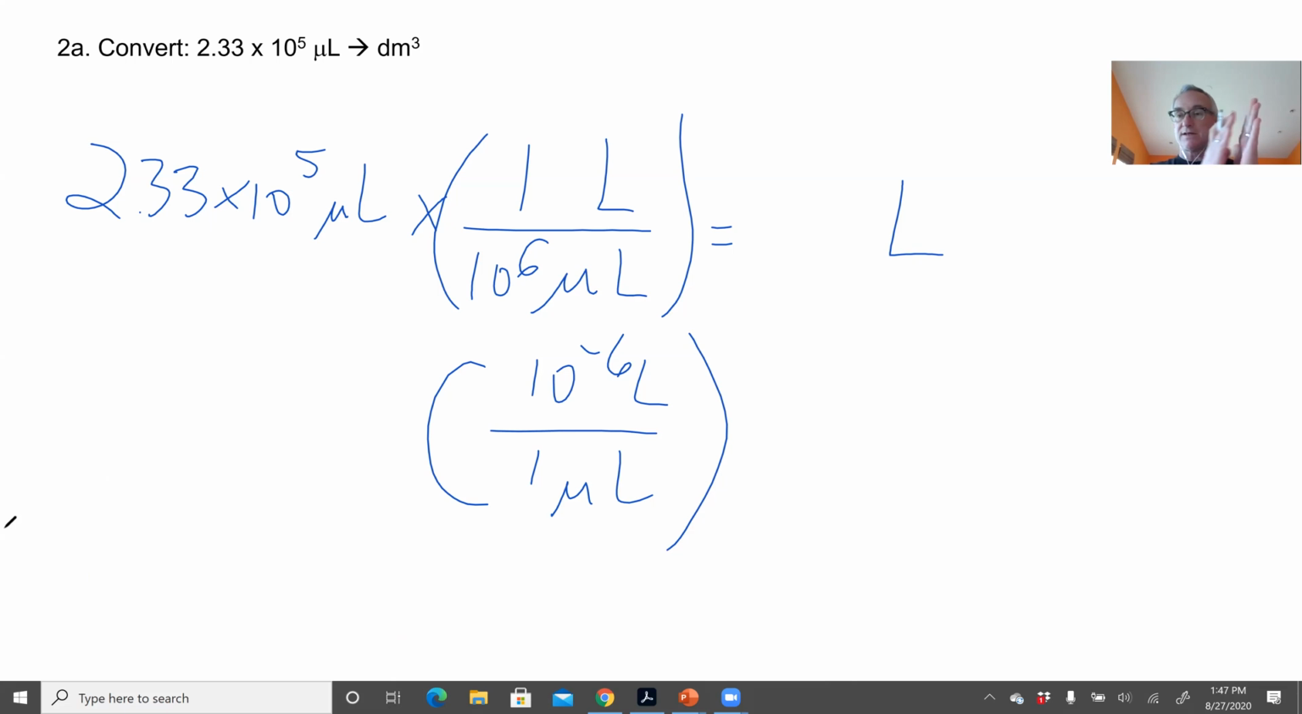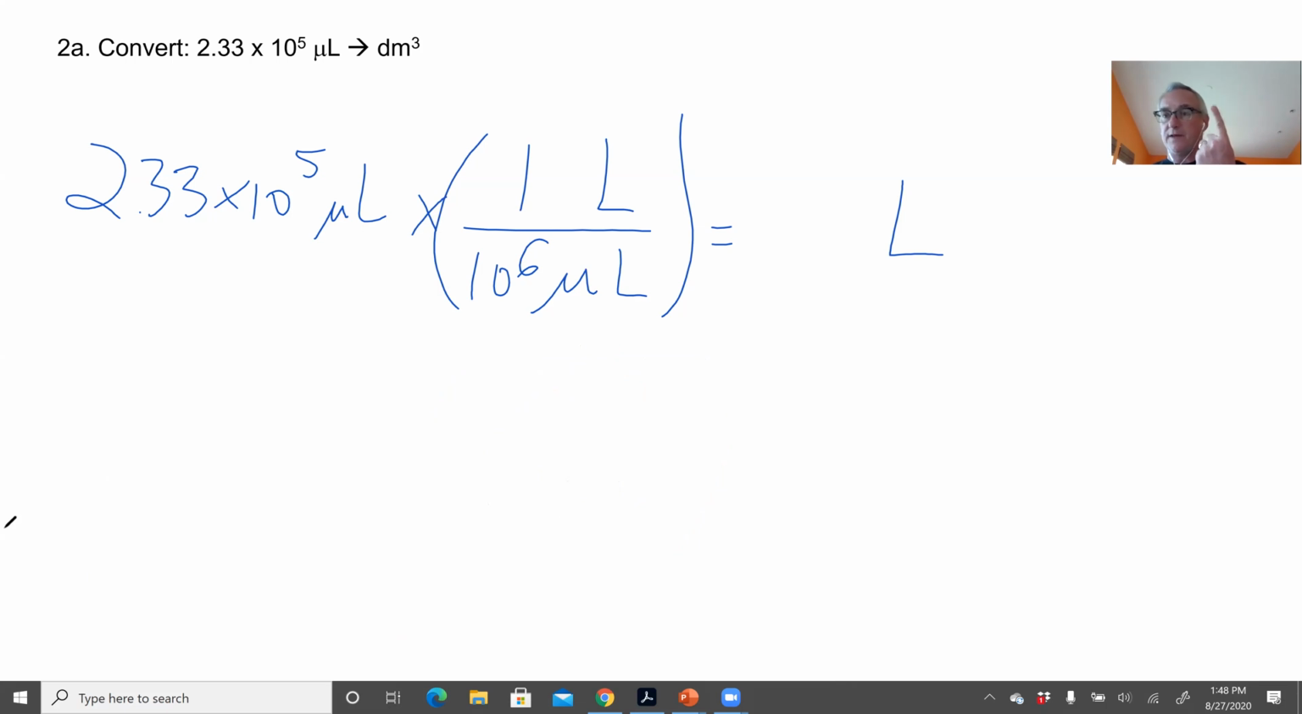So as long as that relationship equals 1, as long as those two things are equal to each other, it doesn't really matter if you put the big number on top or the big number on the bottom. Either way is fine. All right, so now we have the unit we want to change. We have a factor that will do the changing of the units for us. So I can basically eliminate microliters. I'm left with liters. So how many liters is that?